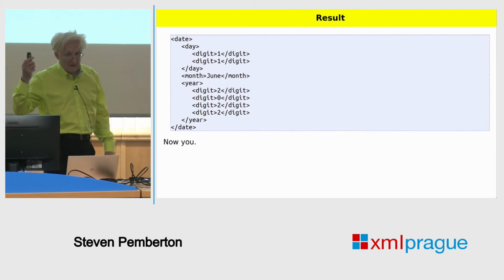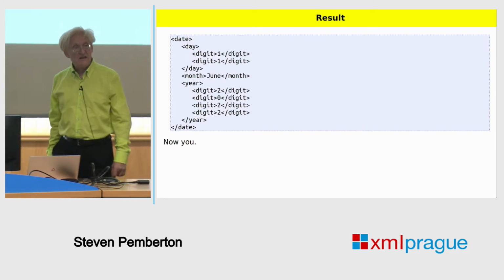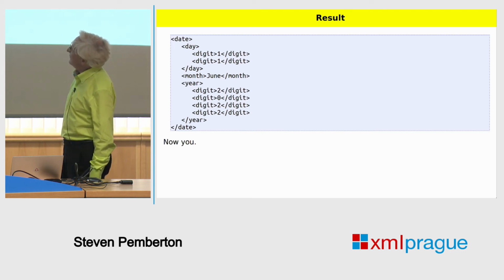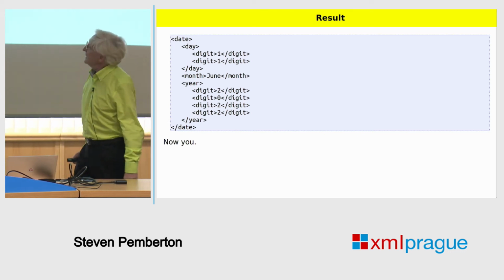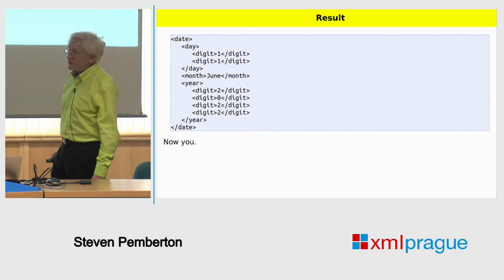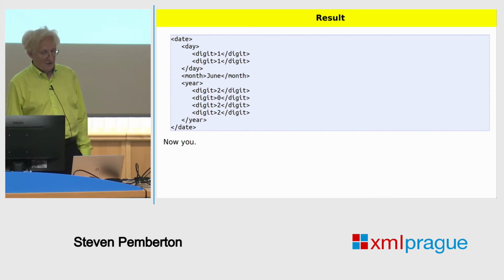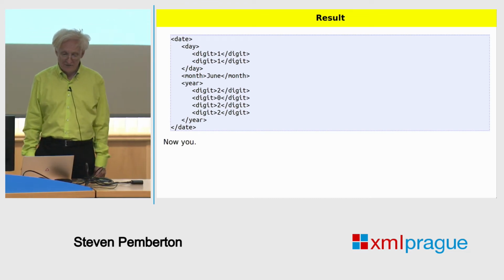So if I run this through IXML, this is what comes out. Basically, everything that's been identified is surrounded by the element tags that say how that thing was identified.